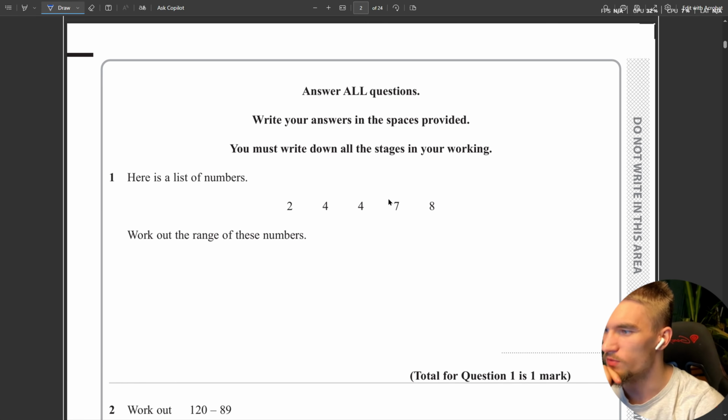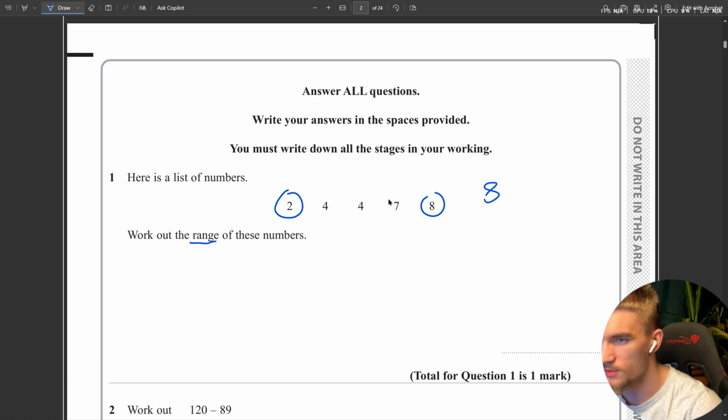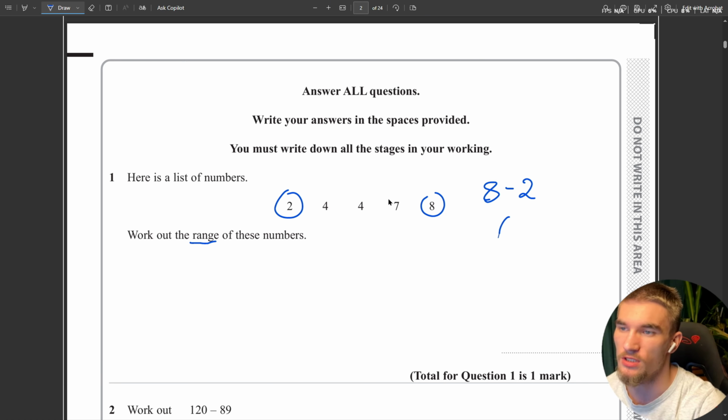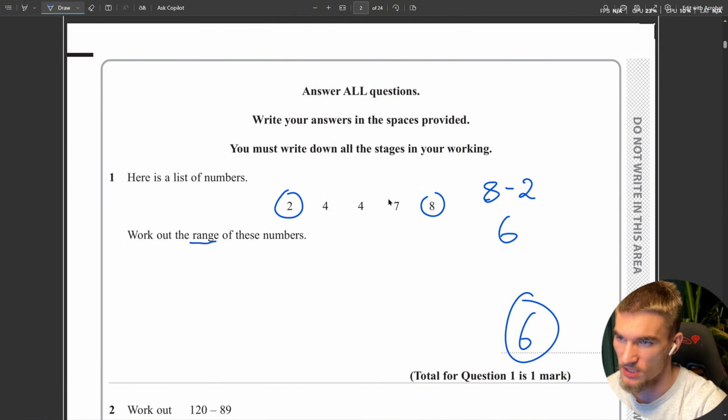Here is a list of numbers. Work out the range of these numbers. So to work out the range, we just take the biggest number, which would be 8, and then we take the smallest number, which would be 2, and we subtract them from each other. So 8 minus 2 would give me 6. So therefore the range must be 6.